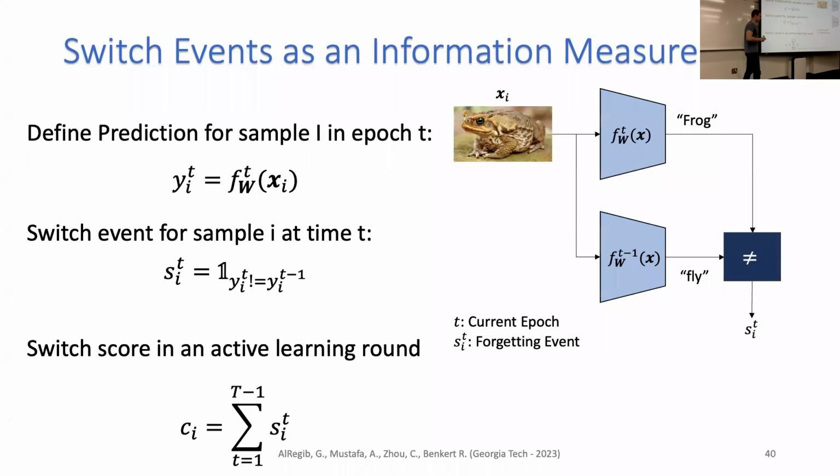If we want to summarize this across an entire active learning round, we take the sum of these switch events. Imagine these being 1 or 0 in different epochs, and now we sum over the entire round, meaning over all of the epochs during a round. Over all of the epochs in training, we sum up all of the switch events, which gives us a score at the end for each sample, a number.